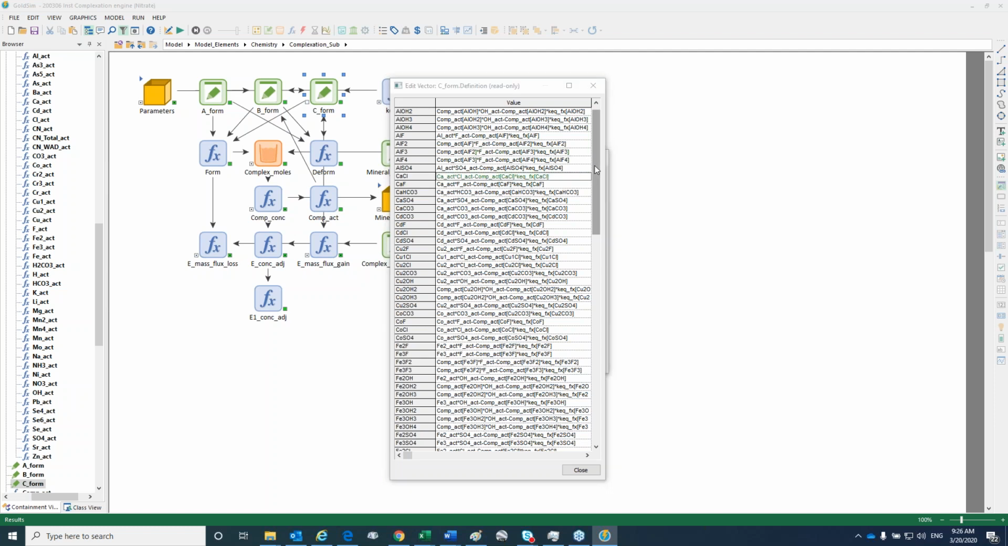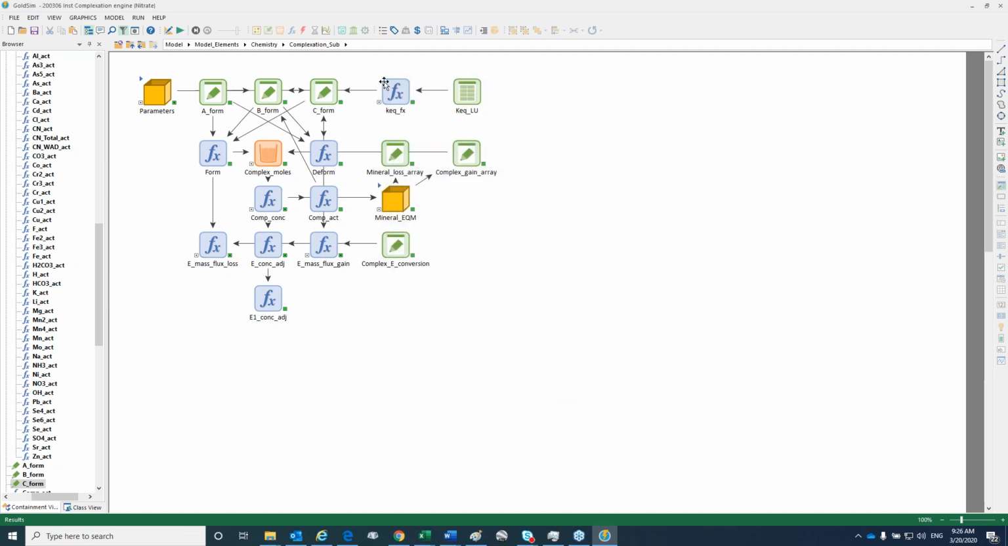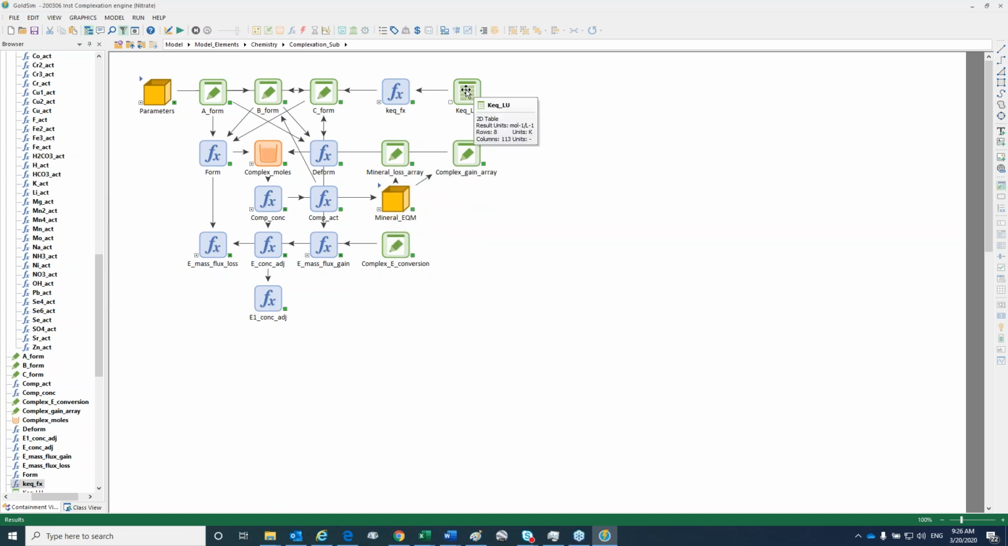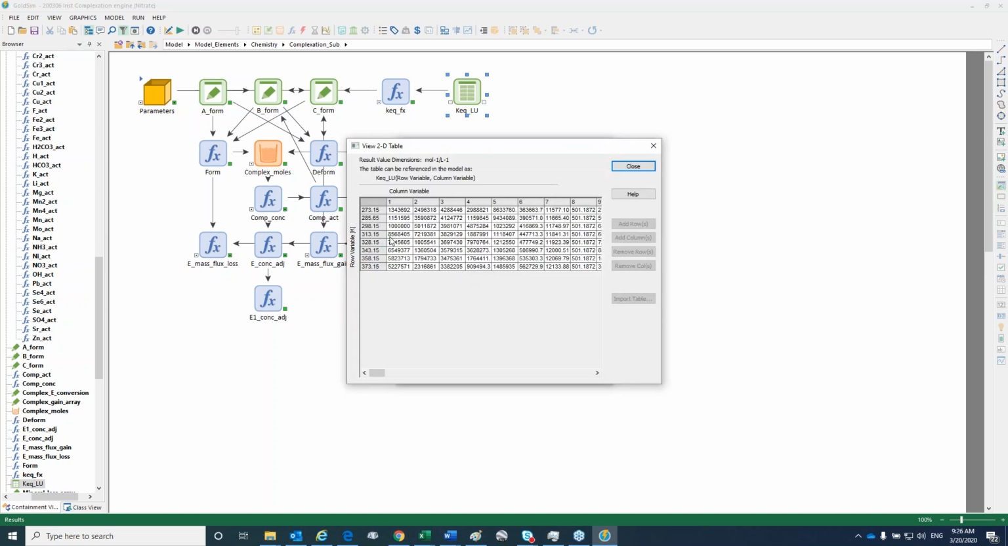Now I want to point out that the KEQ is actually the inversion of the thermodynamic constant. So we're taking the inverted KEQ value, and the way that we've calculated these is we basically go into a thermodynamic database, extract the relevant equilibrium constant, and stick it into a table.